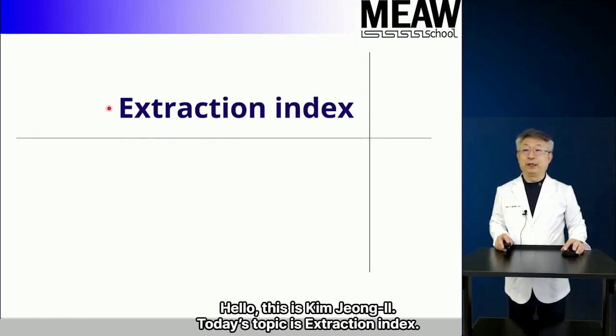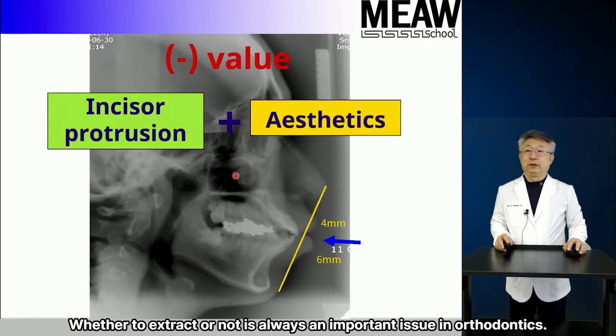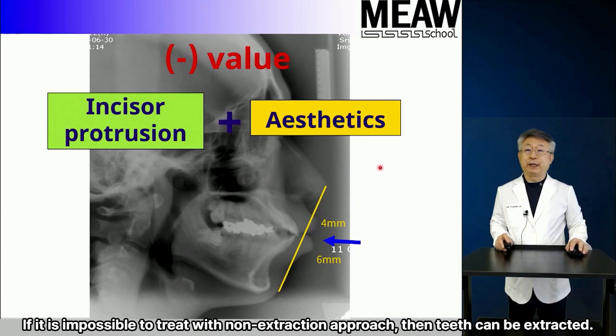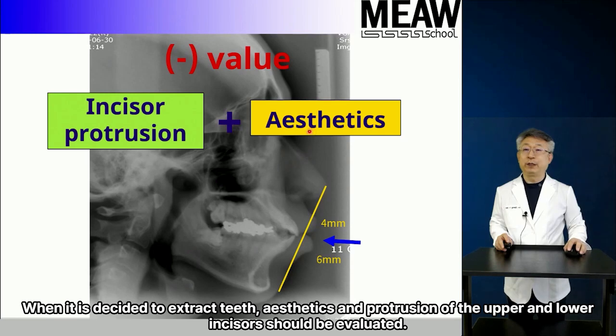Today's topic is extraction index. Whether to extract or not is always an important issue in orthodontics. But non-extraction should be the primary option to consider. If it is impossible to treat with a non-extraction approach, then teeth can be extracted. When it is decided to extract teeth, aesthetics and protrusion of the upper and lower incisors should be evaluated.